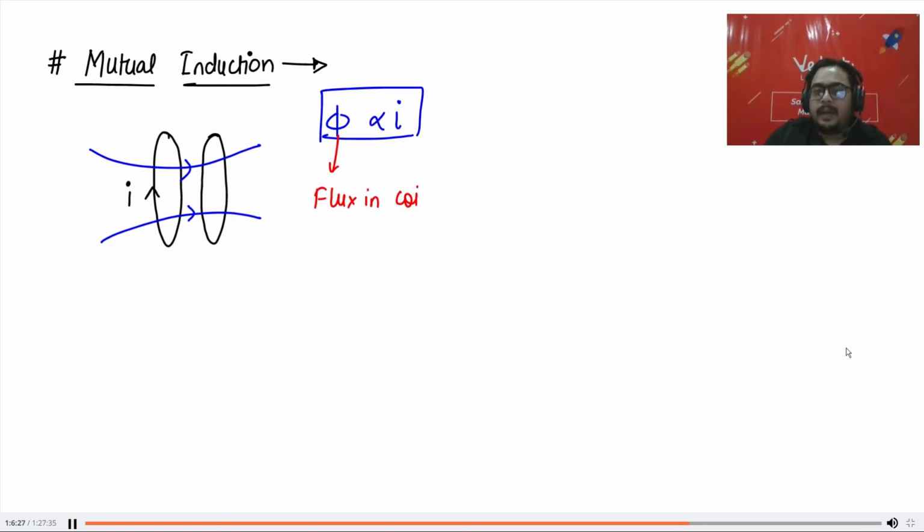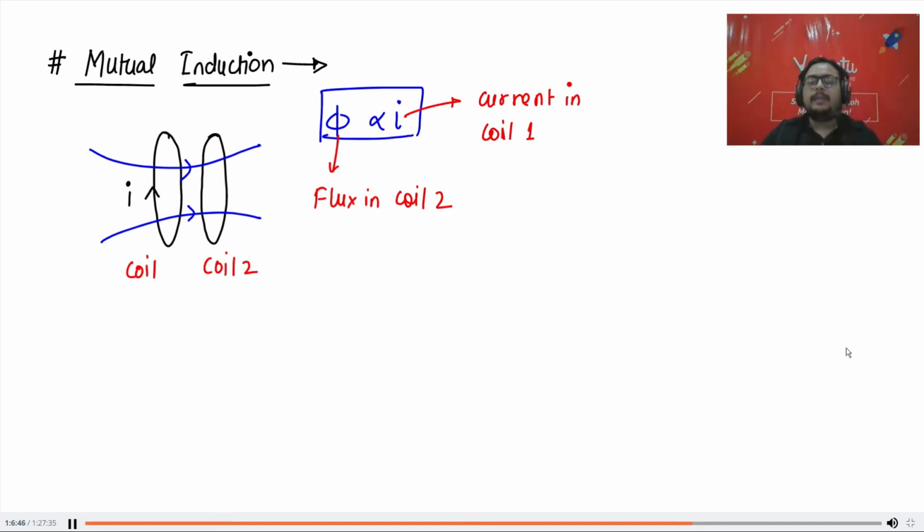Current in coil 1. What was before this? Due to own current change, EMF was generating. Are you getting the difference? What is the difference between the two? Earlier, its own flux was changing due to change in its own current. Now current is changing in one coil and it is changing the flux through the other coil. Are you getting my point?